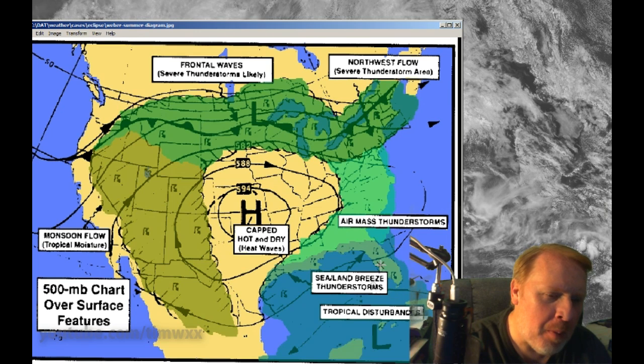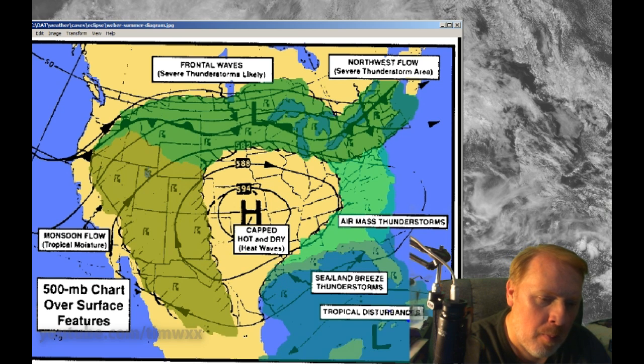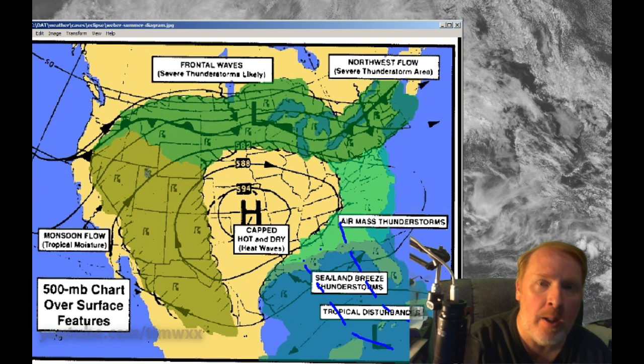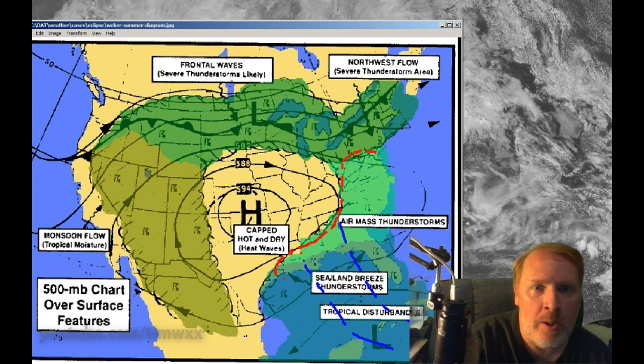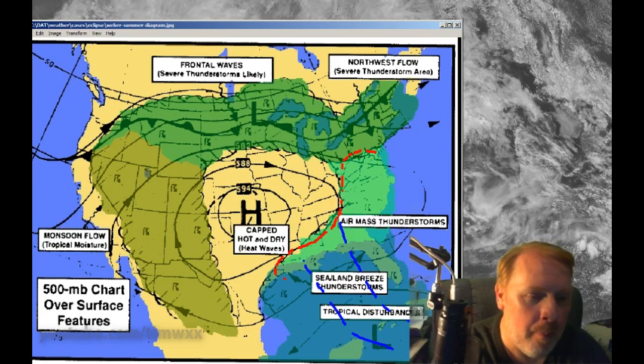And we also have to keep in mind the Bermuda High, which is lurking off the Atlantic coast. That brings warm air up into the Gulf Coast area. And once that reaches the warm and heated land areas, we tend to get this little belt of air mass thunderstorms. These are storms that pop up in the midday till early afternoon. They continue through the evening and then dissipate.